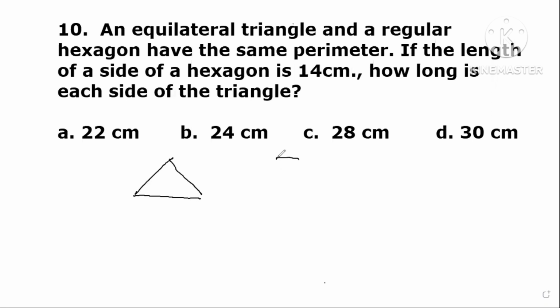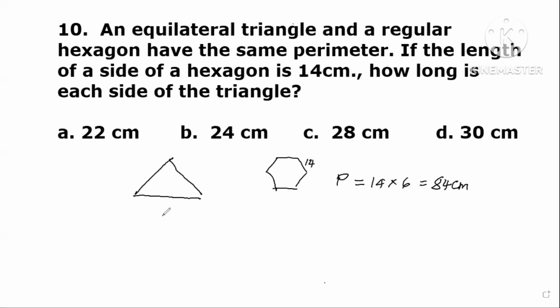Regular hexagon means congruent din yung lahat ng kanyang side. Okay? Now, the length of each side of a regular hexagon is 14 centimeters. So, to get the perimeter, kailangan lang natin multiply ang 14 by 6 since a hexagon has 6 sides, no? So, 14 times 6 is equal to 84 centimeters.